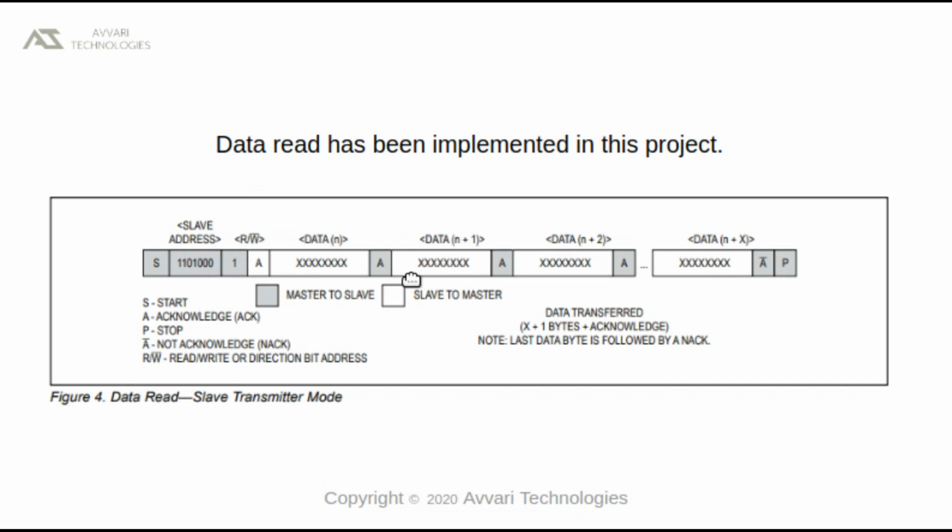Now let us see how the RTC is implemented. First we will send the start bit. Then we are sending the slave address. Here the slave address for the RTC is 0001011. Then sequentially we are reading the data. Then we will get acknowledgement from the slave. Along with that, the slave will send some data.